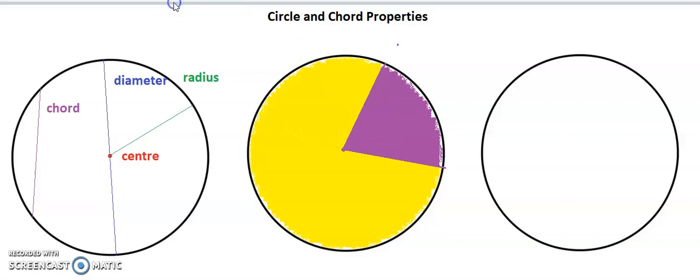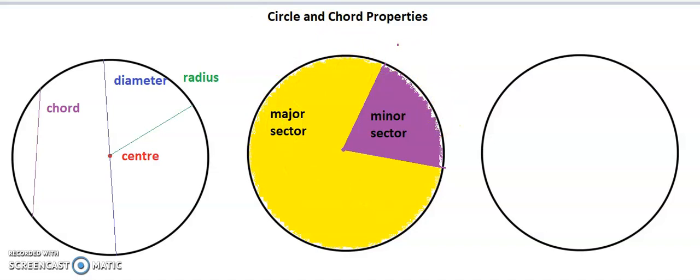But if I'm thinking about it and putting it into words, we use the terms major sector and minor sector. And I'm sure you can understand why, because one is a very small part of the circle and the other one is the biggest part.